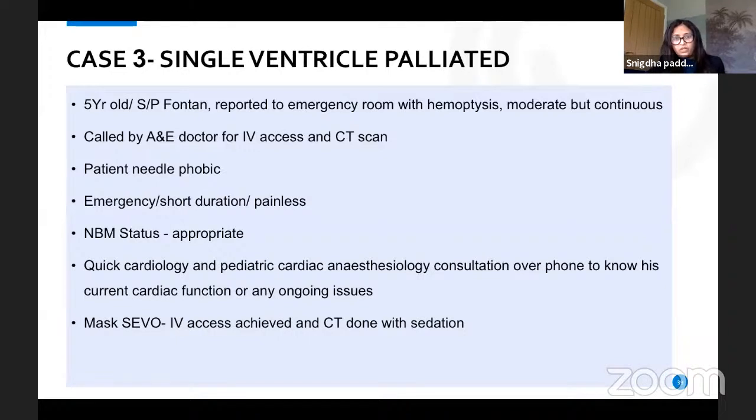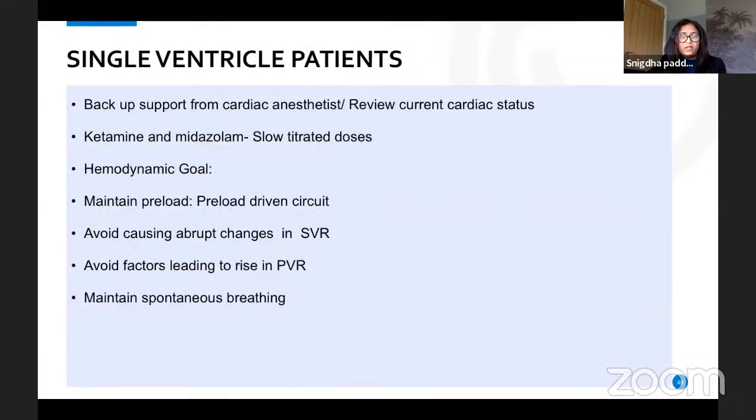So what did my fellow colleague do? She called the cardiology and pediatric cardiac anesthesiology to offer her help, but nobody was free. So she took every detail of the child on telephone regarding his cardiac function, his plumbing, his operations, and everything. Although the pediatric cardiac anesthesiologist could not support her physically, he could guide her on the do's and don'ts with a single ventricle patient. And that's how it facilitated her to give the patient the mask CO, get an IV access, and then get the CT done with ketamine and midazolam.